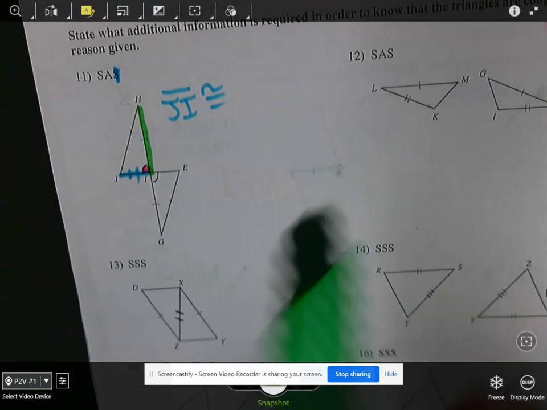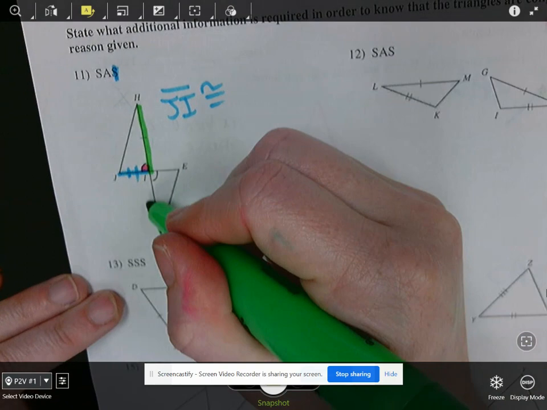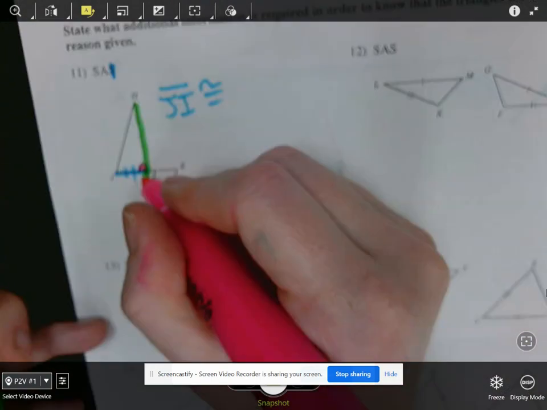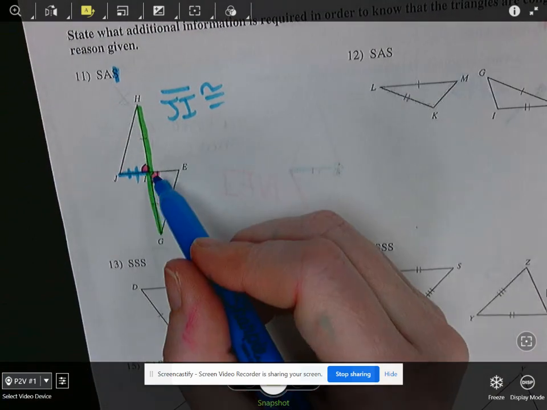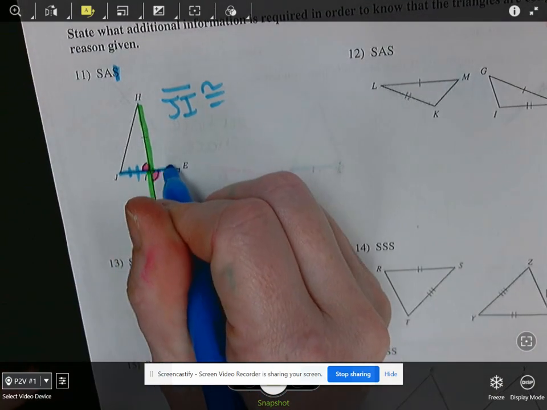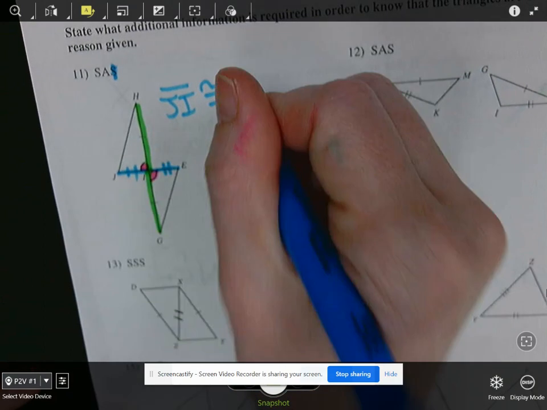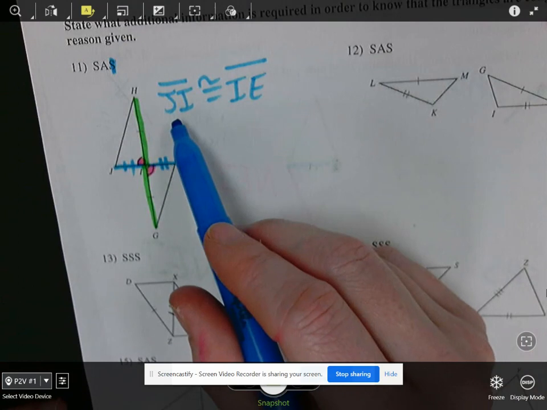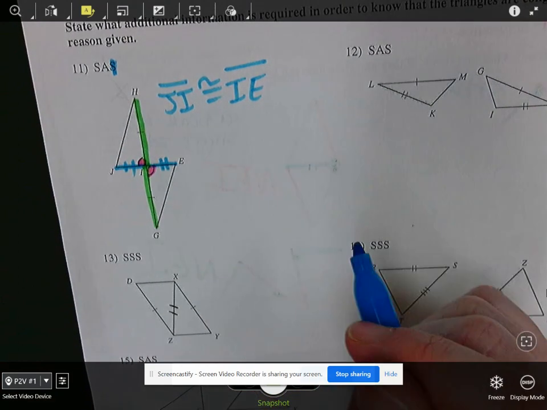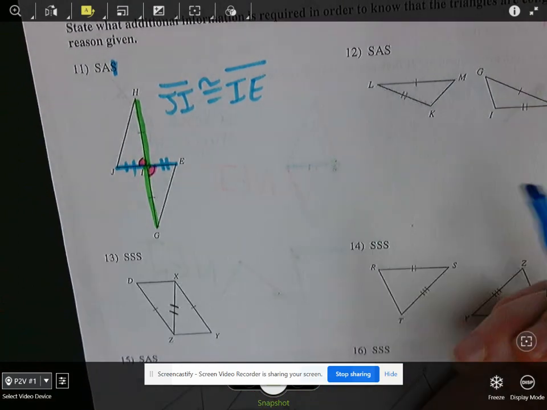Okay, so now do the same thing on the other triangle. They have this side marked and this angle marked. And so we need the other side of this angle, which is right here, which is segment IE. So in order for us to use side, angle, side, they should have told us that JI was congruent to IE, or they should have had them marked congruent.